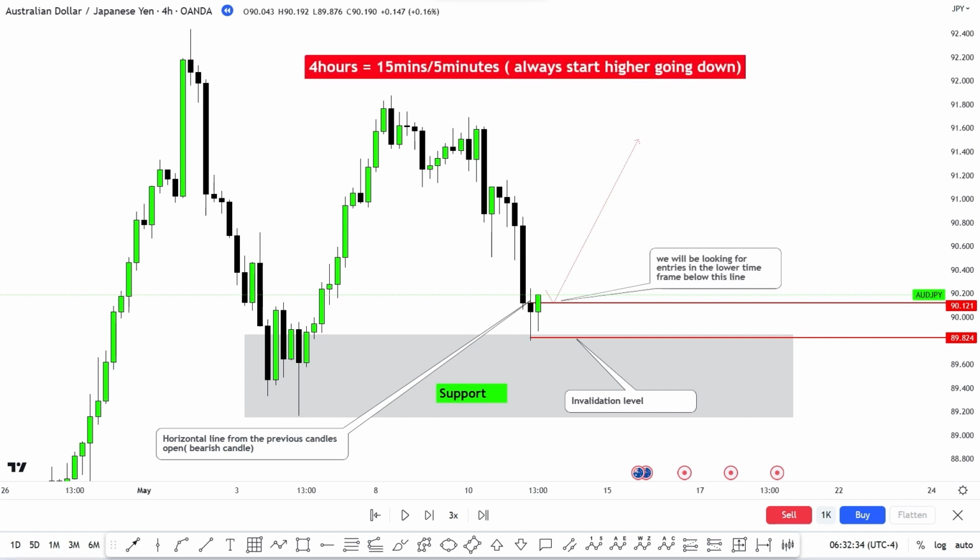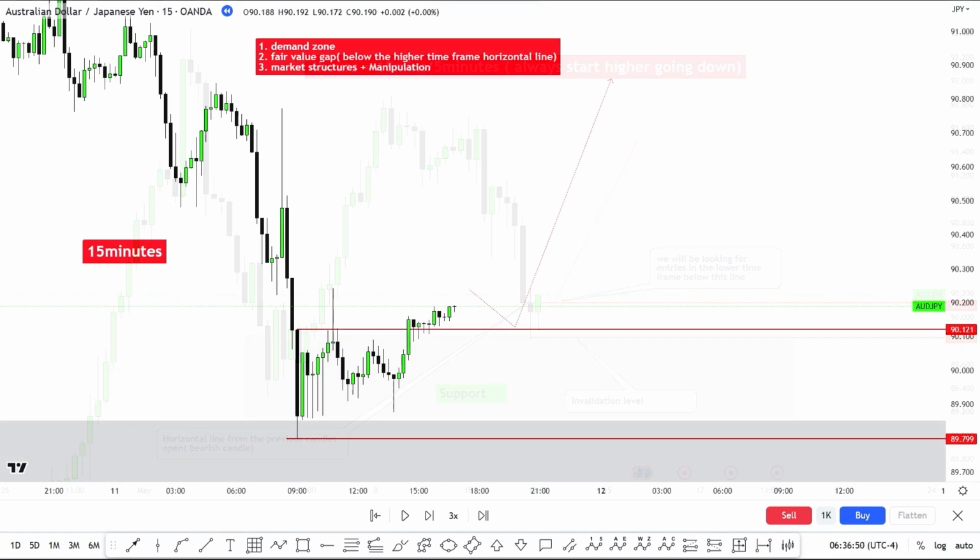And remember, traders, that in the lower time frame we will be looking to enter the market below this first horizontal line. So now that we are on the 4 hours time frame, we will be looking to enter the market in the 15 minutes time frame. So now let's move on to the 15 minutes time frame and find a valid structure to trade it.